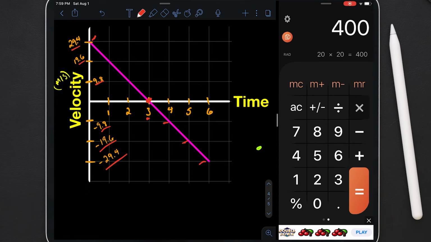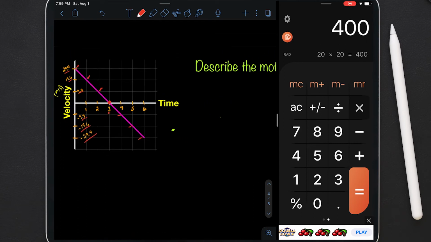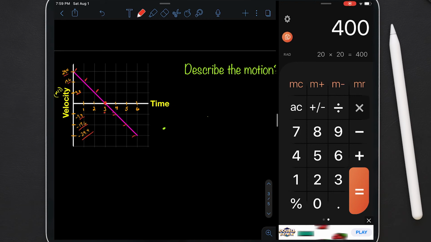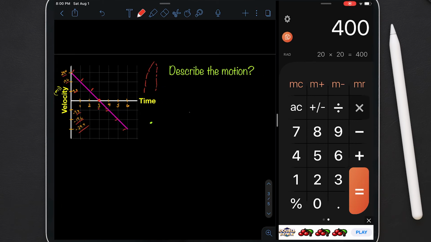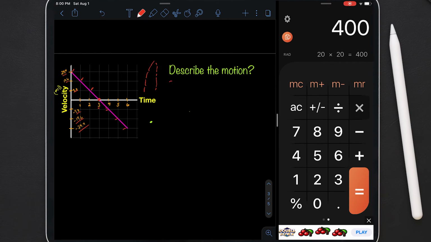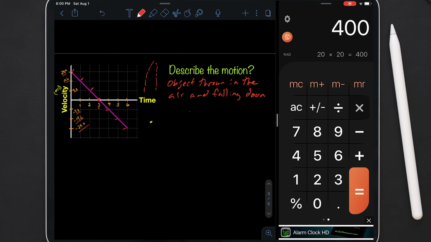So anyway, you notice that on the bottom half, but what's going on in the top half? It starts off really fast, 29.4. It slows down to 19.6. It slows down to 9.8. So we're going to describe the motion. It looks like the second half, it's something that's falling. The first half, it was really fast and was slowing down, so it's probably something that was thrown up in the air, and then it comes falling back down is what's happening here. So describe the motion. Most likely, I'm going to say, is an object thrown in the air and falling back down.